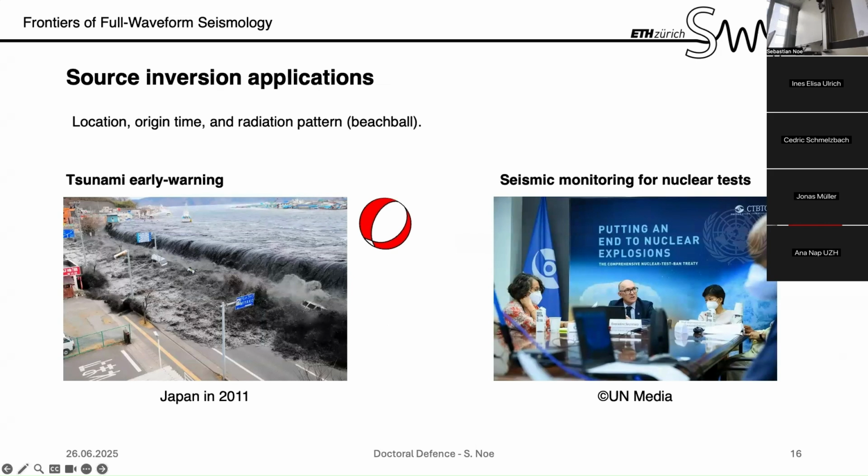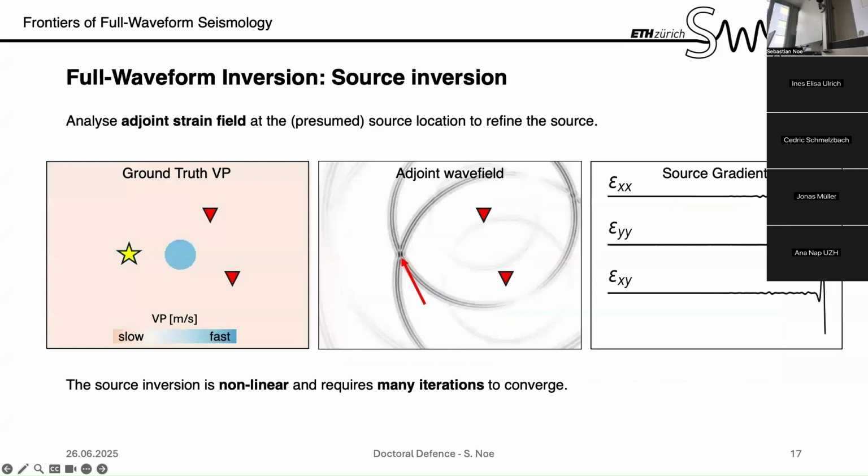And some really important real-world applications are, for example, tsunami early warning, where if such a radiation pattern, as you can see here, might cause a tsunami, this is important to know. Or even for nuclear tests, to monitor nuclear tests around the globe, you might want to look for a radiation pattern that looks like an explosion. And how we do this with full waveform inversion is like this.